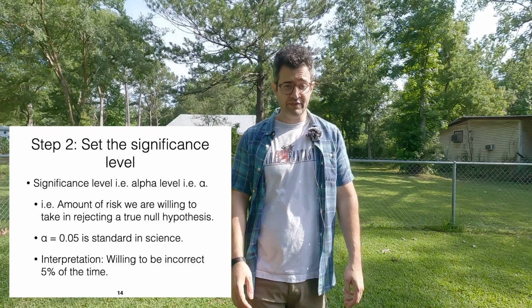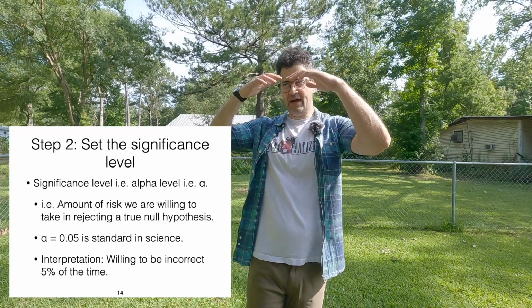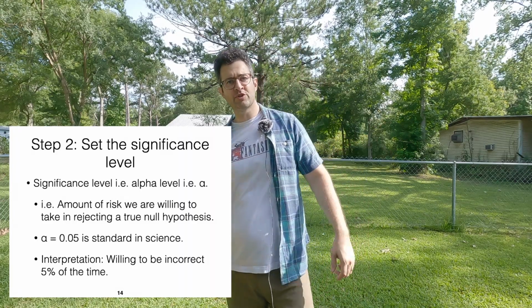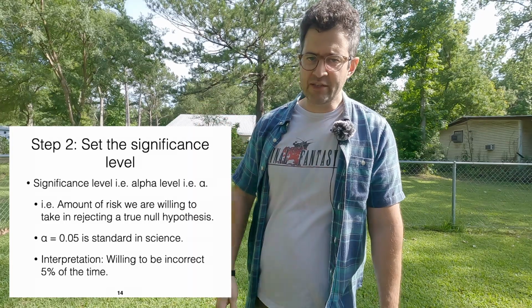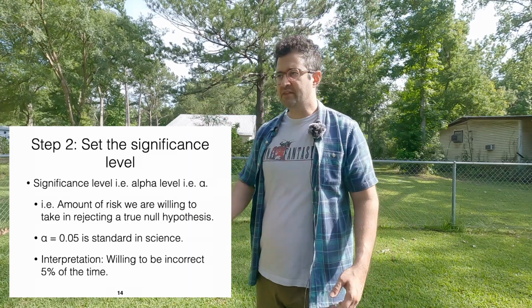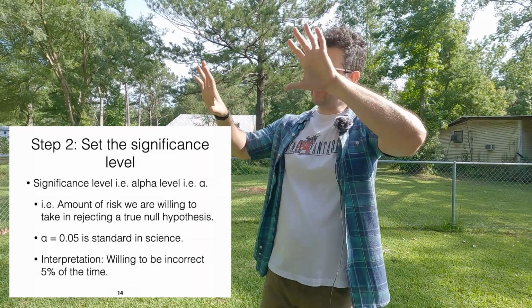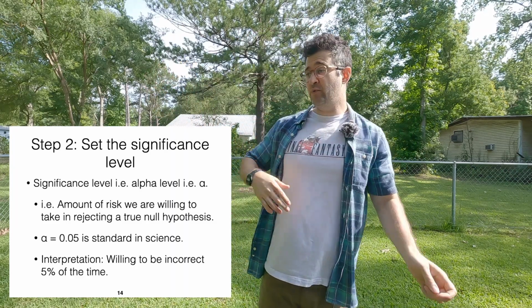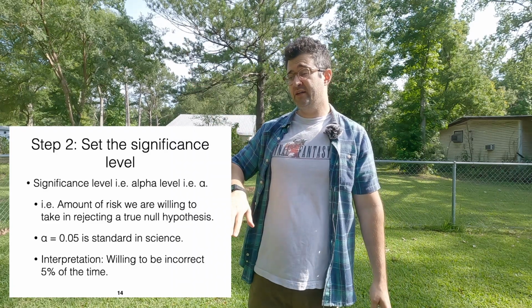Step 2, we set our significance level. So again, we've got this doubting scientist hypothesis, this idea that there's no difference between the two groups. And we want to test that using data. So we're basically looking at that claim that person has made, that doubting scientist has made, and we're going to make a decision about whether we think it's true or not.